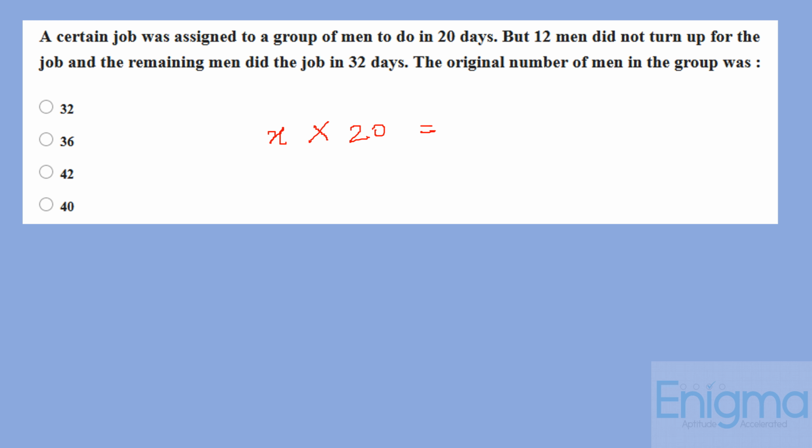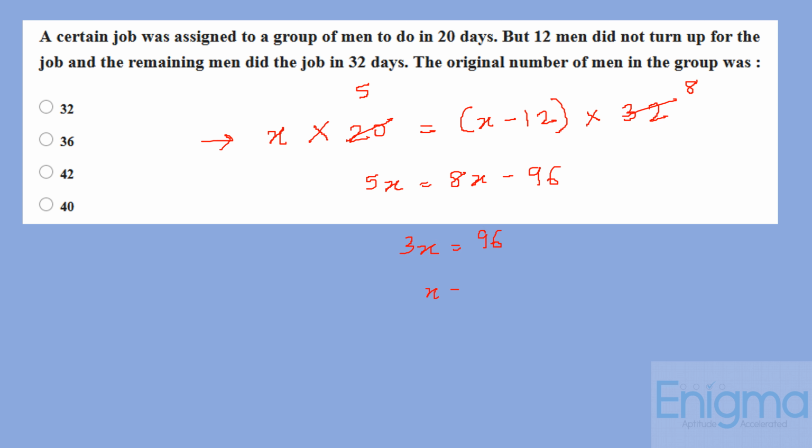Now, as the same job is being done by the remaining people, we can equate this. Originally x men were supposed to work, but 12 men did not turn up. Therefore, the number of working men becomes x minus 12, and the number of days required for them is given to us as 32. So we get a very simple equation like this. Now we can solve this. Solving it further, 5x is equal to 8x minus 96. So we get 3x equal to 96. That means x is equal to 32, the number of men. That's what is asked.